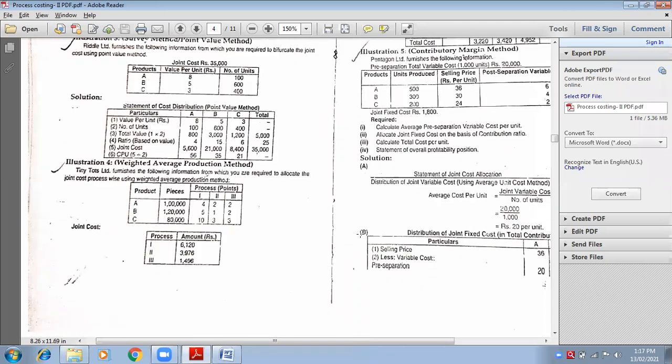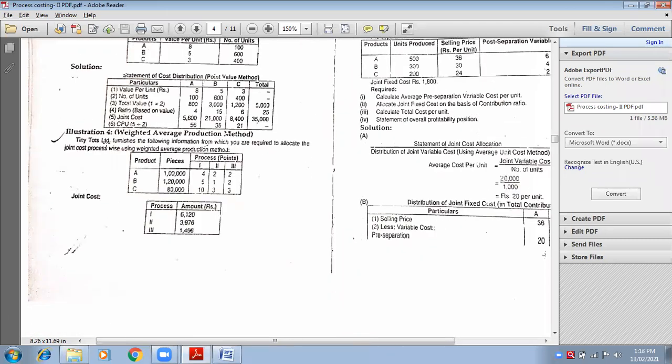See, this is my question. Tiny Tots furnishes you the following information from which you are required to allocate the joint cost process-wise using the weighted average production method. Weighted average means now weights will be given to each of the processes.